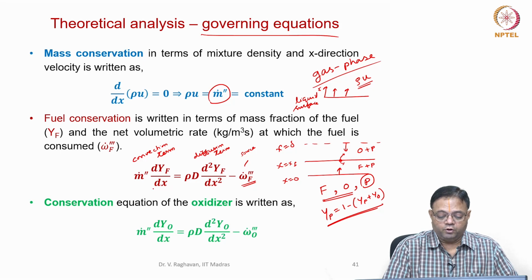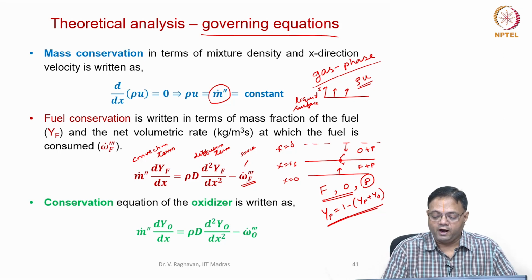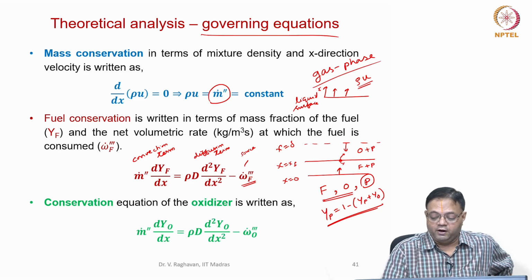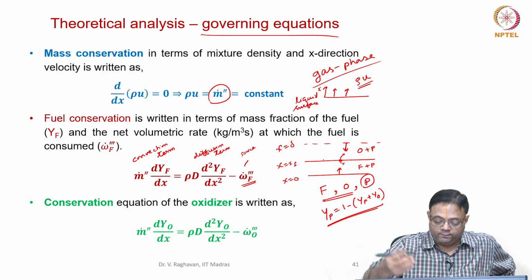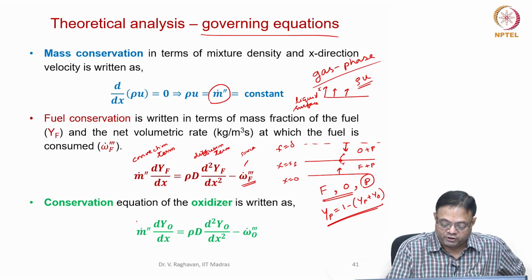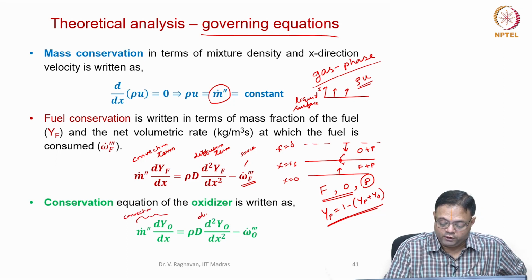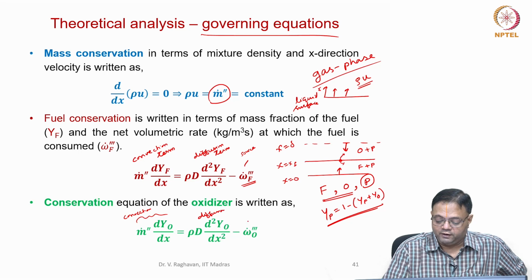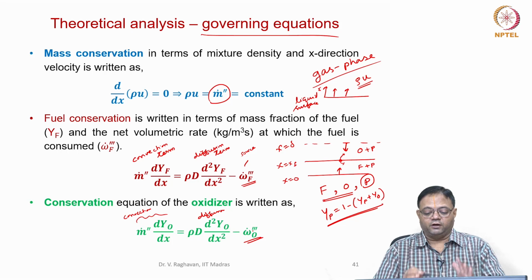Okay. So the fuel is convected as well as diffused from the surface towards the flame zone, and there it is consumed. Similarly, oxygen from the ambient or the outer zone comes by convection, diffusion, and it is consumed again. The minus sign indicates it is consumed. Okay. So these are the governing equations.